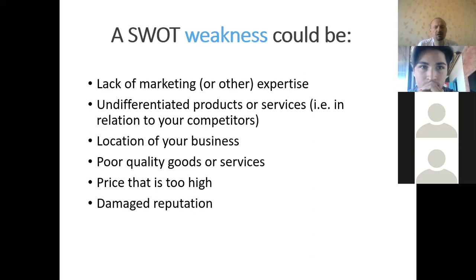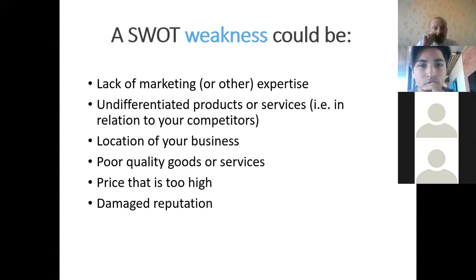Here are written some examples, for example, undifferentiated products or services. It means that in the consciousness of your potential clients, your product or service is not separated from other products or services.